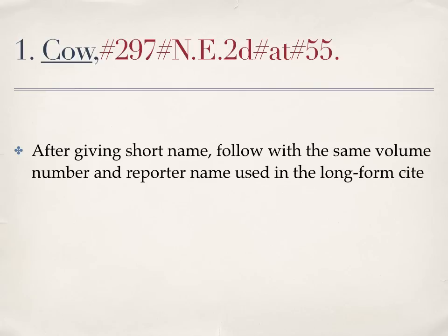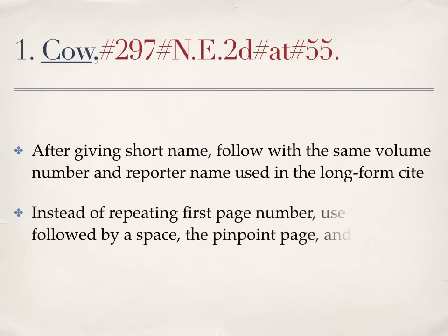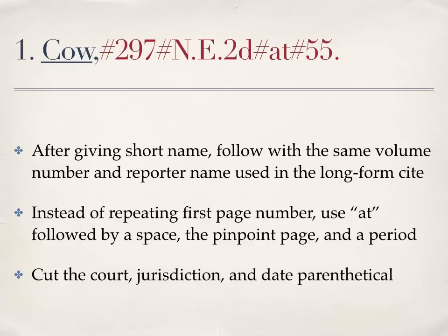After giving the shortened name, you'll write the volume number and reporter name that you used in the long form cite. But instead of just listing the page number for the first page of the case, you'll write "at," followed by a space, the pinpoint page, and a period. Cut the court, jurisdiction, and date parenthetical.